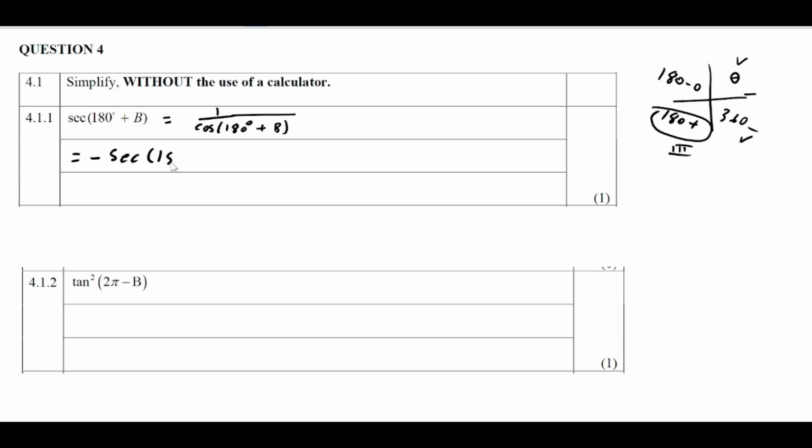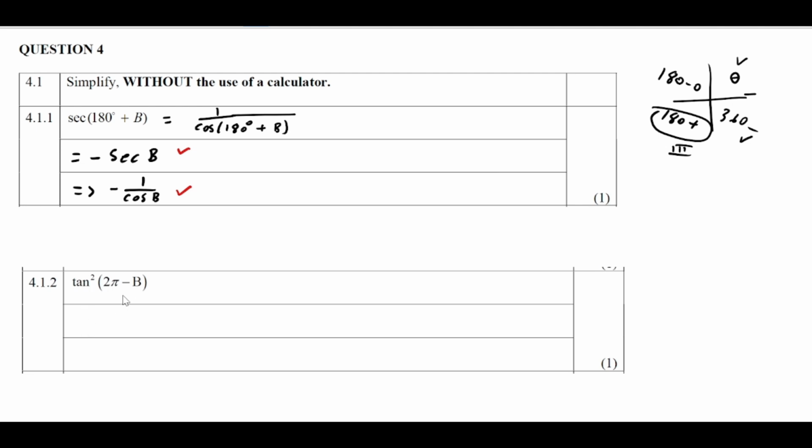So sec of 180 plus b is going to be negative. It's going to be negative sec of b. Yes. Negative sec of b. You can also write it as 1 divided by the cosine of b, but negative. So one of the two will be correct. You either leave it like this or you leave it like this. One of the two will be correct.